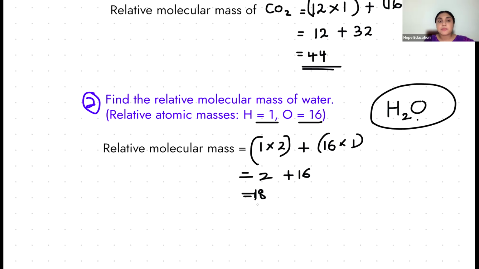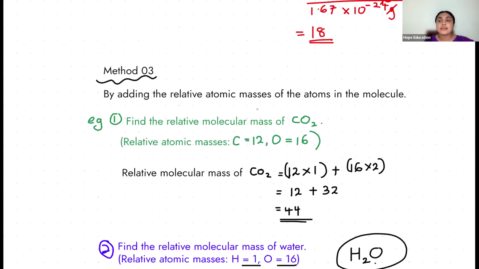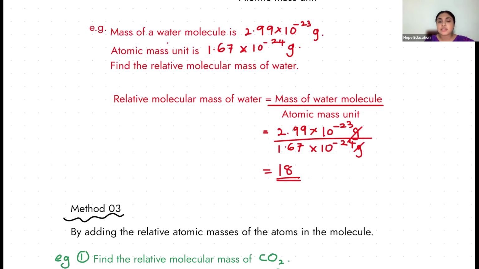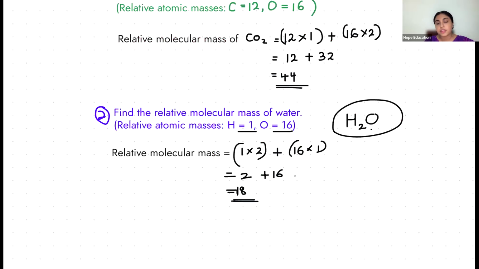We got the same thing previously in method 2 by doing this tedious calculation. But here, in a much easier way, we got the same answer. Did you understand this also? Please give me a thumbs up.